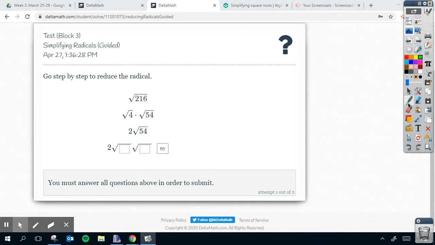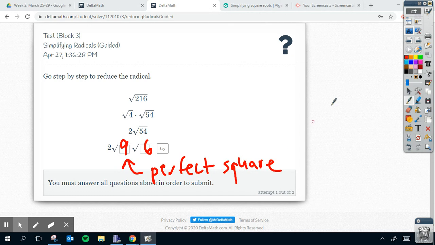Now I want to figure out what numbers go into 54, and one of them I'm trying to make a perfect square, if possible. All right, well, I know 9 is a perfect square and it goes into 54, and 9 times 6 is 54. So I'm going to try that.